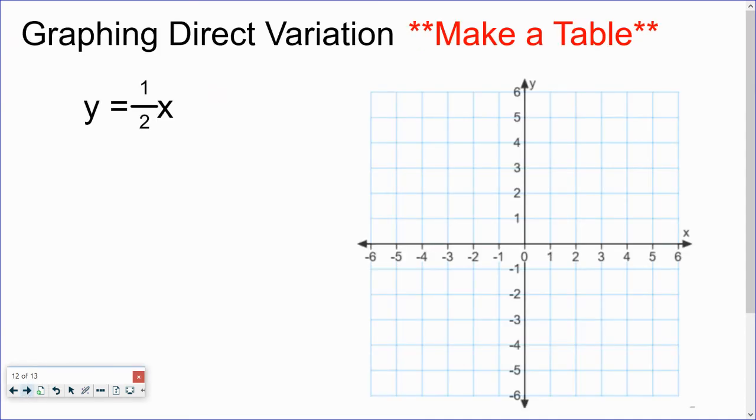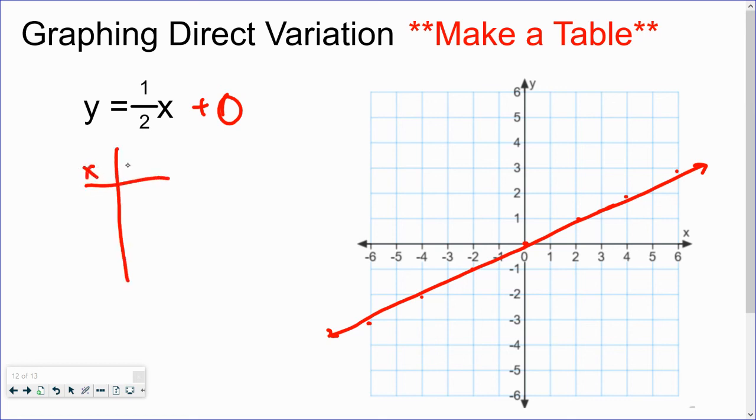Graphing direct variation. Well, this is graphing an equation of a line. Notice that the y-intercept is 0. The slope is 1 over 2, so go up 1 over 2, up 1 over 2, up 1 over 2, down 1 over 2, down 1 over 2, down 1 over 2. Okay. Hey, that's not my cup of tea.